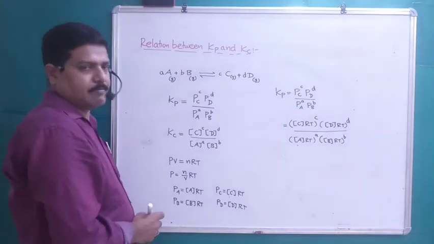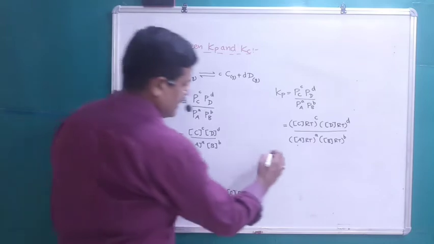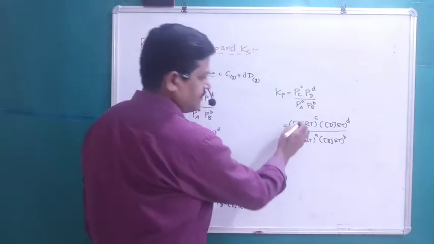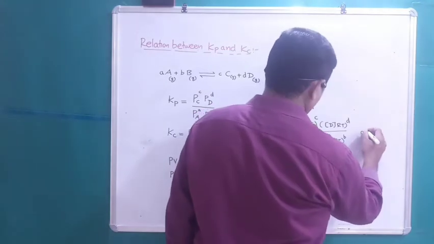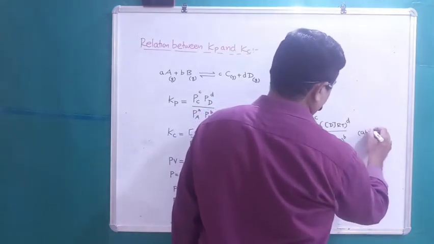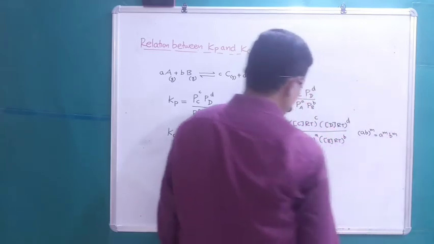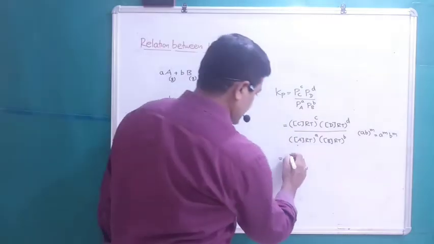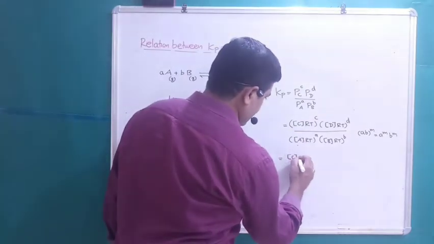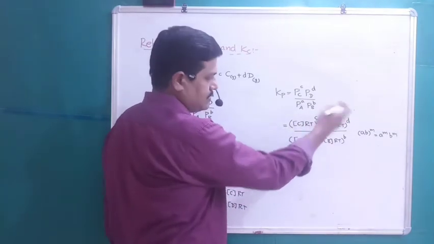Right? Let us separate the concentration terms and RT terms. So concentration terms I will write separately. This is in the form of (ab) whole power m, which we can write as a power m multiplied by b power m. Here C into RT whole power c, we can write as C power c into RT power c. We will write the RT term separately.